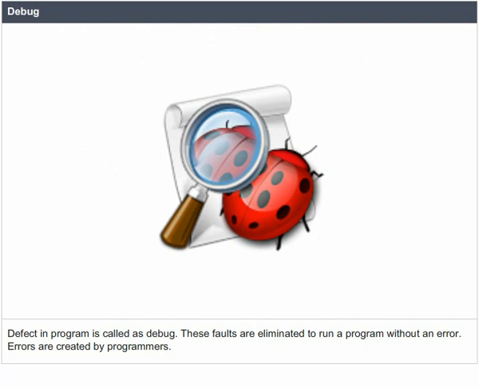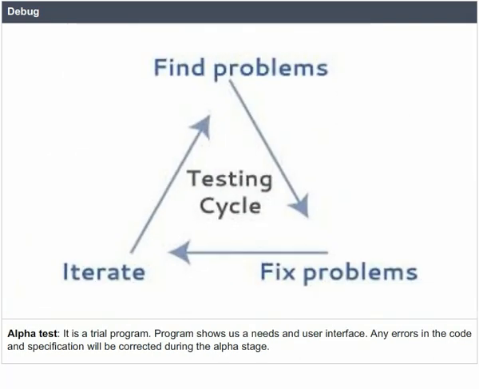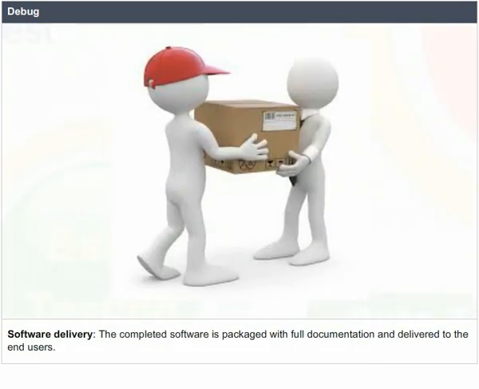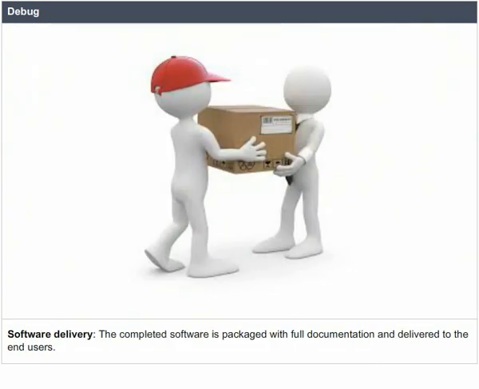Alpha test. It is a trial program. The program shows us the needs and user interface. Any errors in the code and specification will be corrected during the alpha stage. Beta test. This is the second range of tests, which is conducted after the alpha test. In this stage, the remaining bugs which were not detected during the alpha test are cleared. Software delivery. The completed software is packaged with full documentation and delivered to the end users.